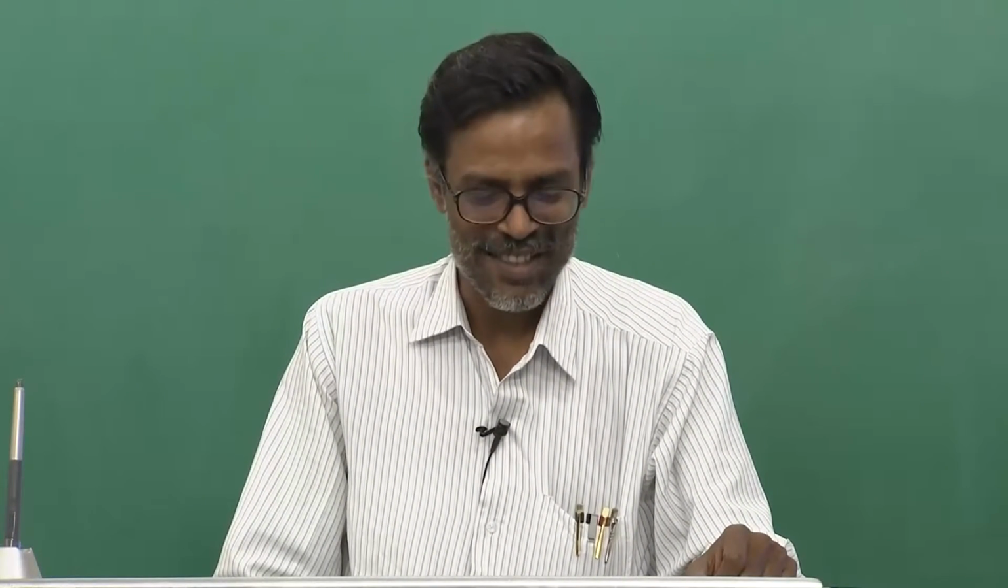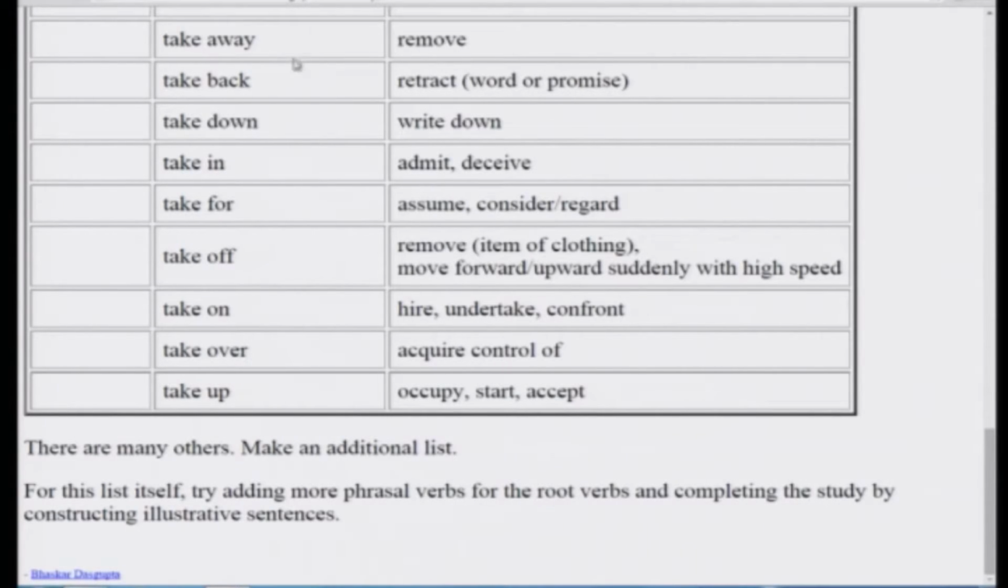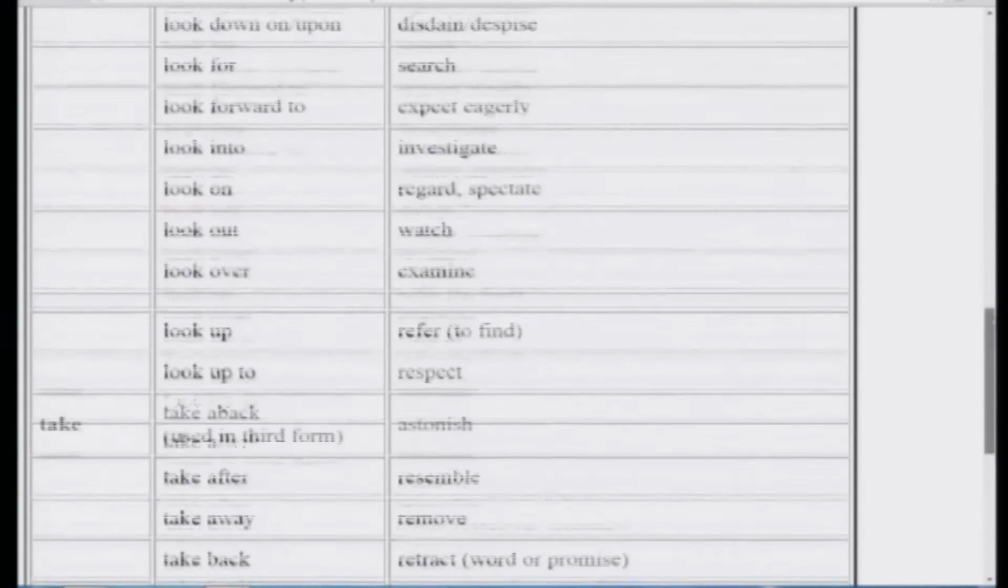There are many others. Huge number of them. So, for an exercise, make an additional list. First, make the list from whatever you know and remember, and then consult some good references, and then verify your compilation till now and add some more. And for this list itself, try adding more phrasal verbs for the same root verb. In the root verb, we have not exhausted the phrasal verbs. Put some more things and get some more. And you should complete this study by constructing some illustrative examples in sentences. Illustrative sentences, which will use them in the appropriate context.